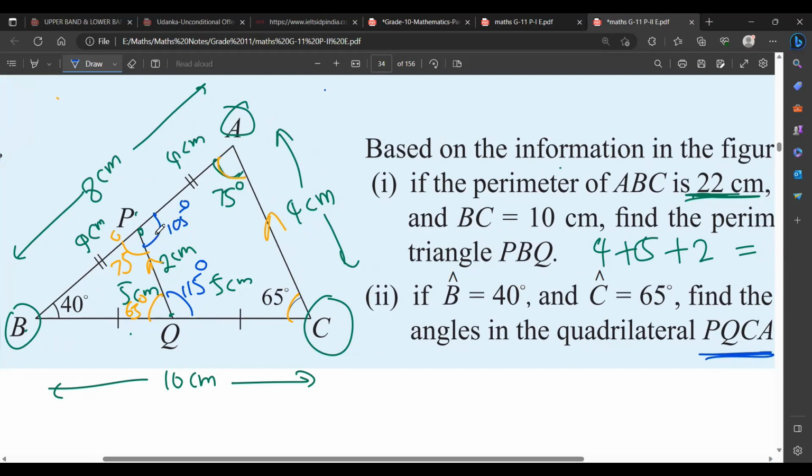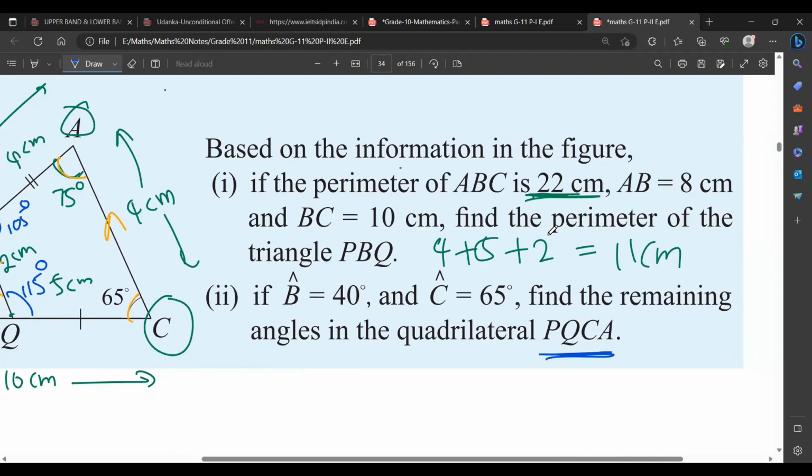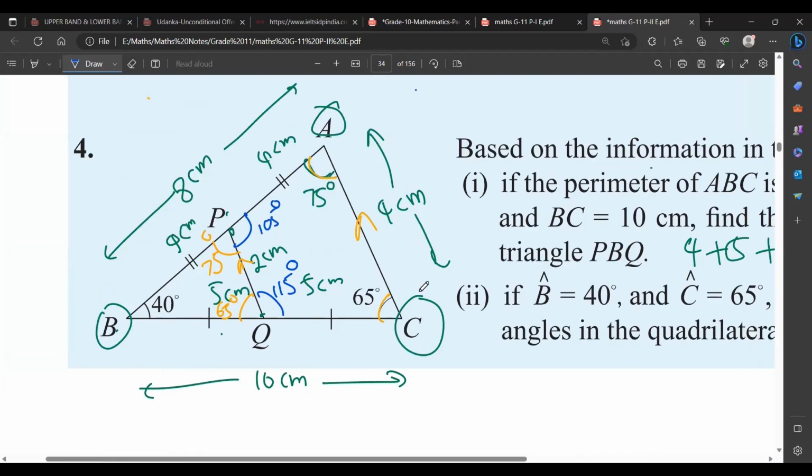This P and Q should be midpoint, okay? They are mentioned. These are midpoint. First one, 4 plus 5 plus 2, it is 11. And these two are midpoint. After that, you can take these are corresponding 75, 75, it is corresponding 65, 65, it should be corresponding. They are a straight line. After that, you can find 180 minus 75, it is 105. 180 minus 65, it is 115. Okay, you can find like that.